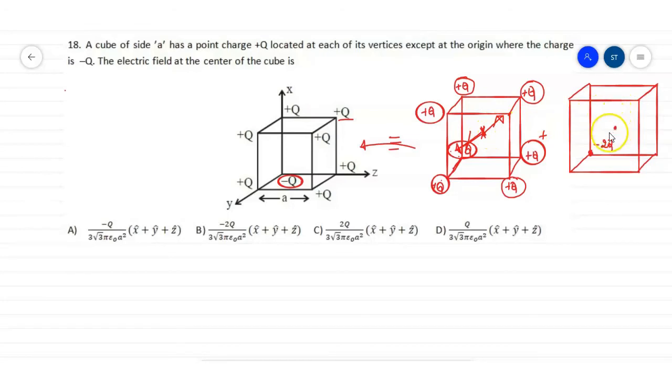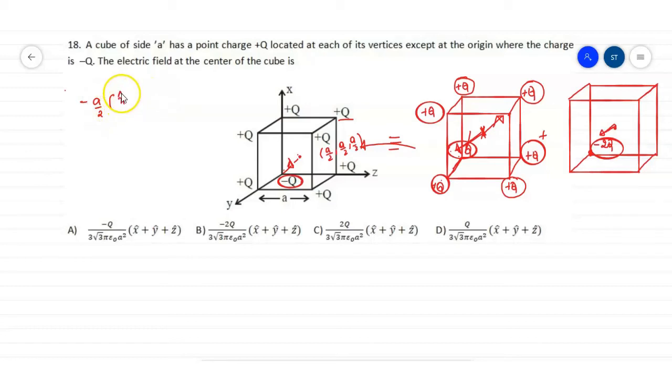Now consider the second cube. There is one charge, so it is going to produce some electric field. This is a negative charge, so the electric field will point towards the origin. What will be the distance between the origin and the center of the cube? The center of the cube will be at a by 2, a by 2, a by 2. So the vector joining the center of the cube and the origin will be minus a by 2 into i cap plus j cap plus k cap.